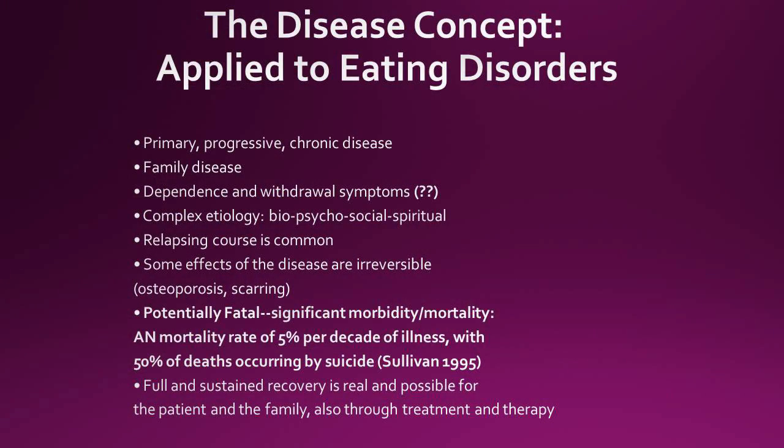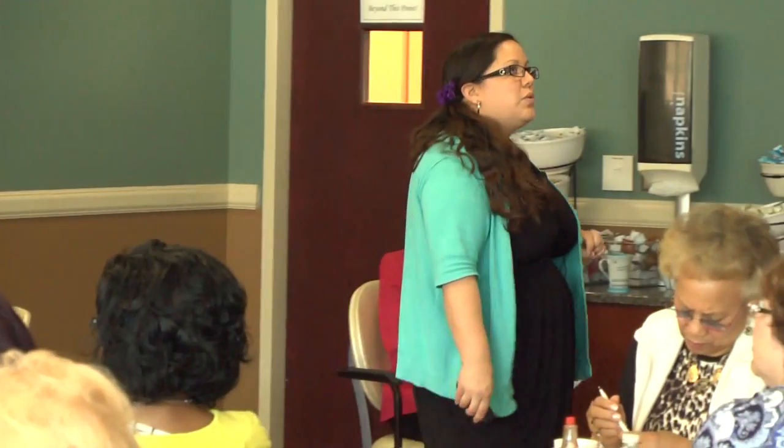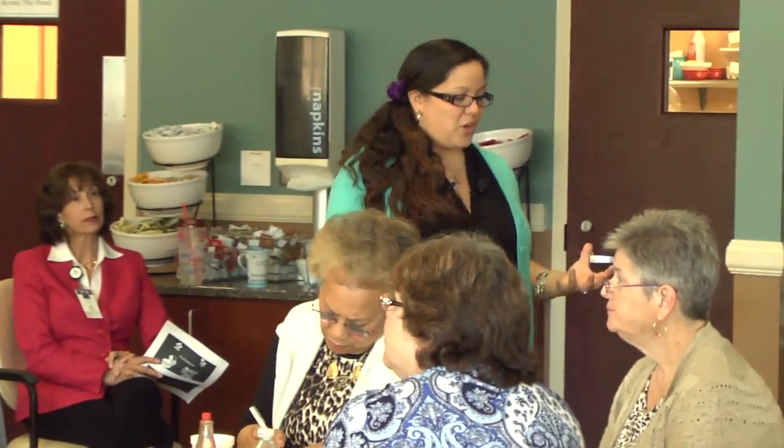Now this one, in terms of potentially fatal, is a lot more, in terms of research and what we know, that it's got a significant morbidity and mortality rate. Anorexia has a mortality rate of 5%, with 50% of the deaths occurring by suicide, which is an interesting concept when you think about anorexia, because a lot of times it already is a form of suicide.